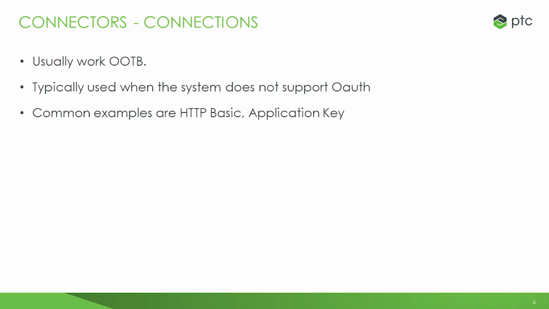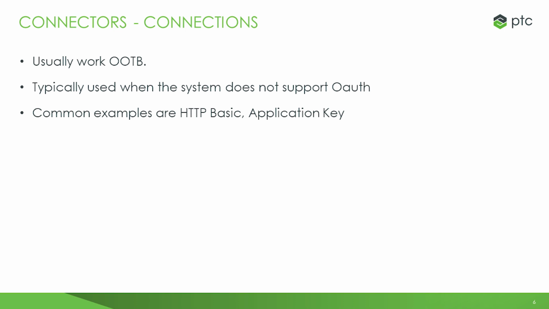So let's take a quick look at what connections are. For all subsystems that do not support OAuth, a connection needs to be authored. And the advantages of having connections are they work out of the box because they require little to no configuration. It is typically used for mechanisms like HTTP basic authentication or application key. Let's take a look at connections in action.